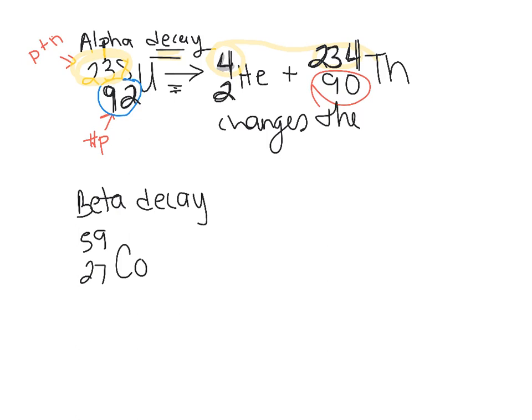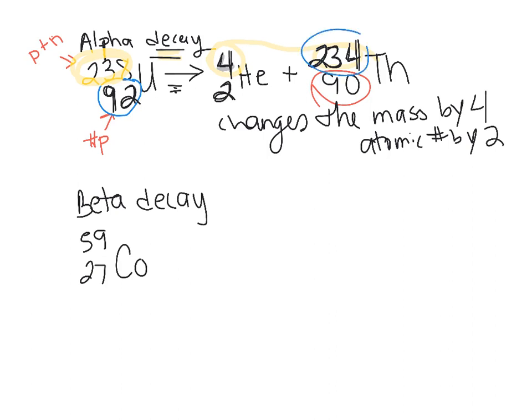So notice that an alpha particle changes the mass by 4 and atomic number by 2. So what I mean is that top number right here changed by a value of 4. And this bottom number right here changed in the value of 2.